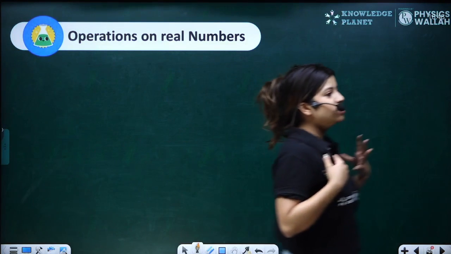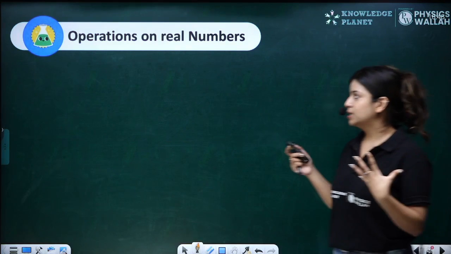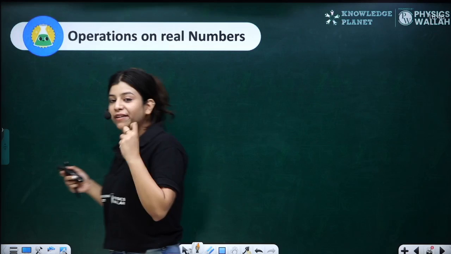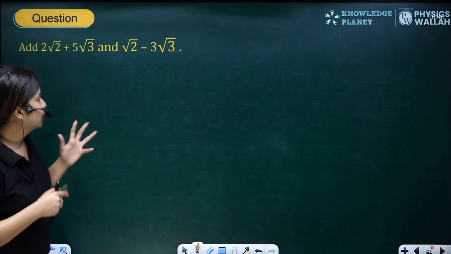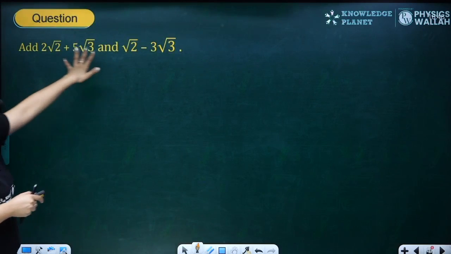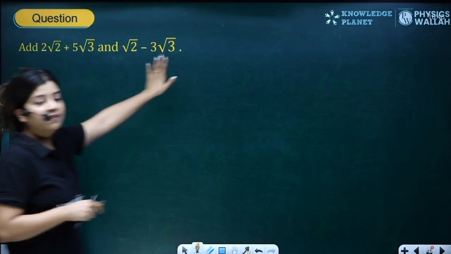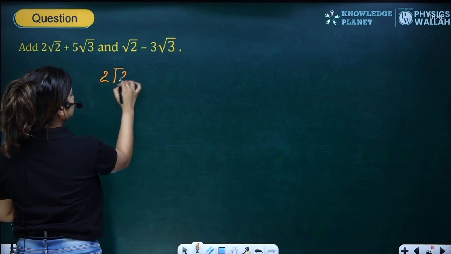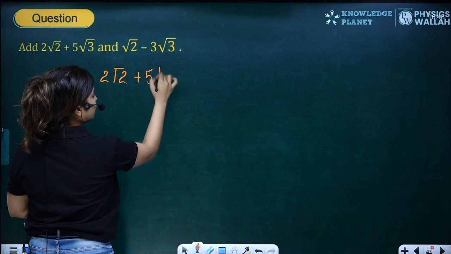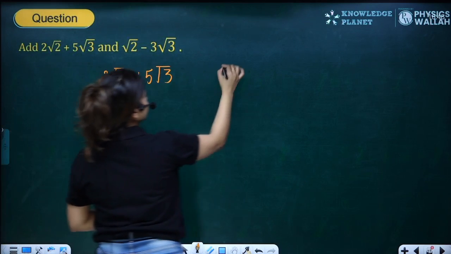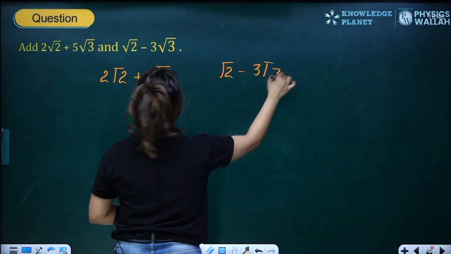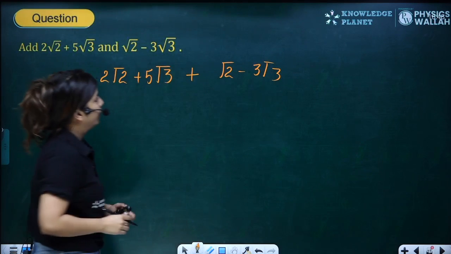Now what are these operations on real numbers? Let's talk about it. What are the different types of addition and subtraction which follow? The very first is when we have to add two given irrational numbers. One is simply 2 root 2 plus 5 root 3. The other one is simply root 2 minus 3 root 3, and we have to add both of them, right?